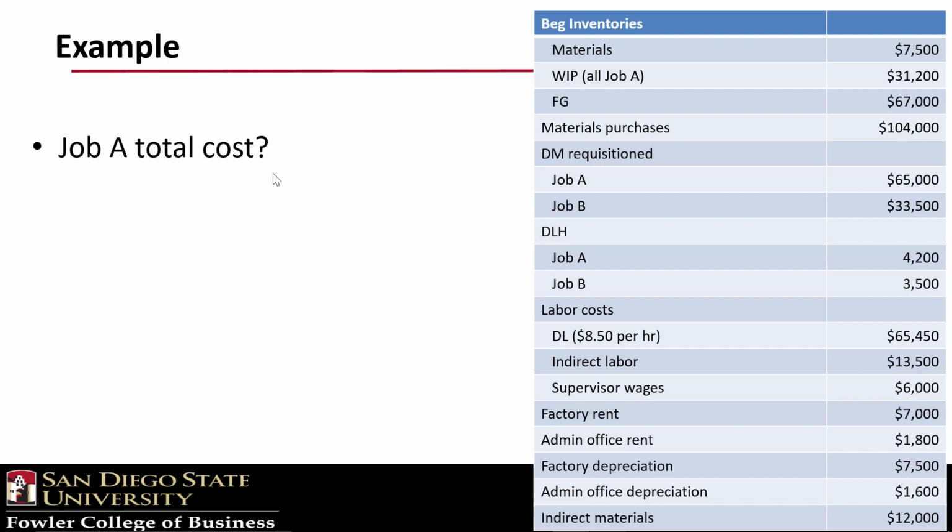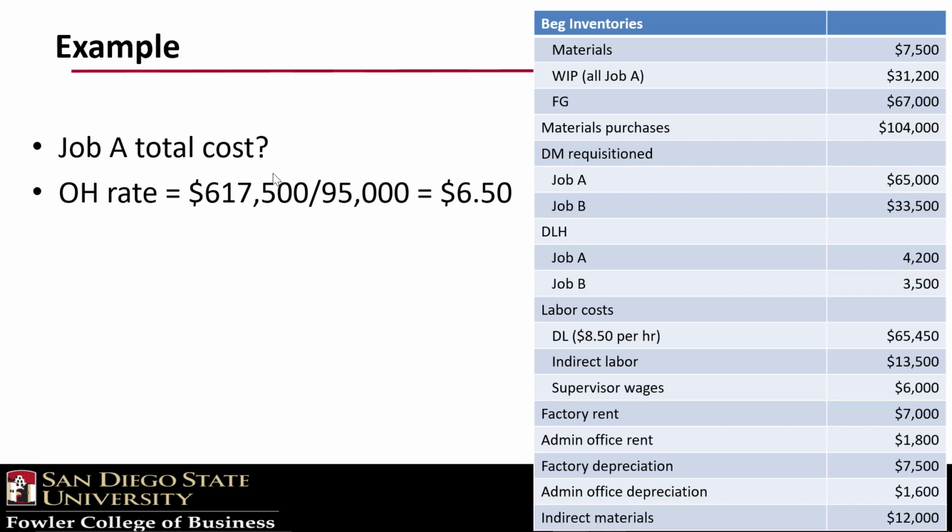Okay, so let's see if we can figure out what is job A's total cost. We know that we're going to apply direct materials and direct labor based on actual, but we're going to apply overhead based on a predetermined overhead rate. So we need to resolve what is the predetermined overhead rate. The first thing we would do is take our estimated overhead and divide it by our cost driver, which in this case was direct labor hours. So the 617.5 divided by the 95,000 is $6.50 per direct labor hour.